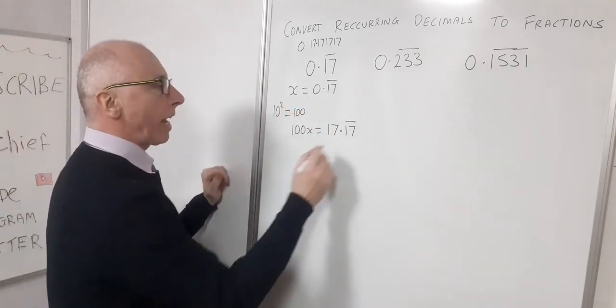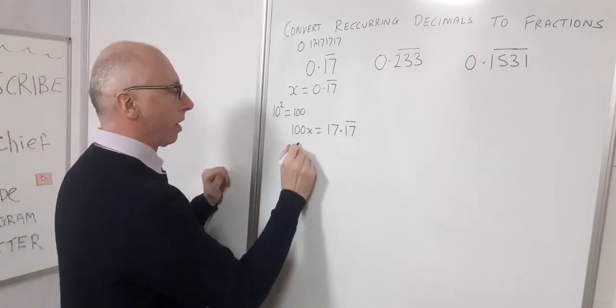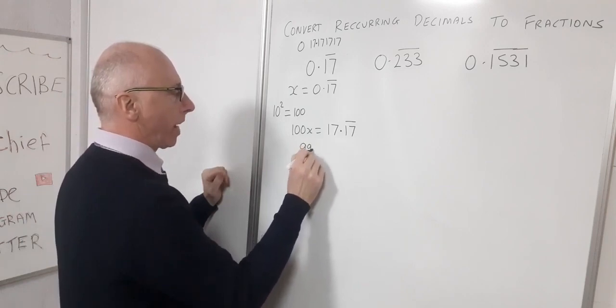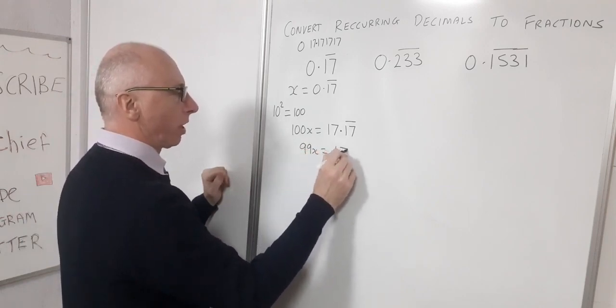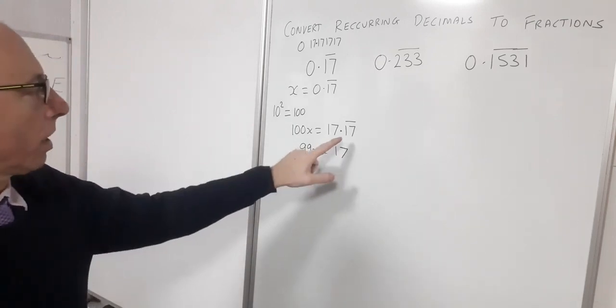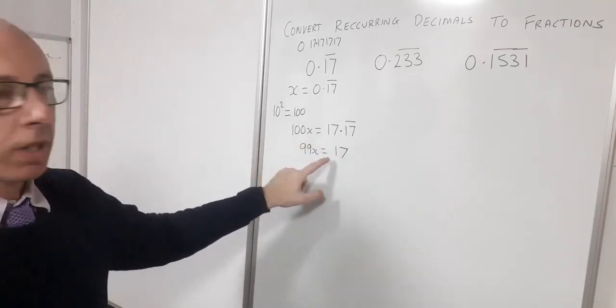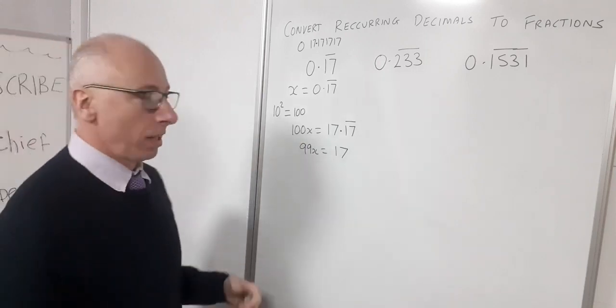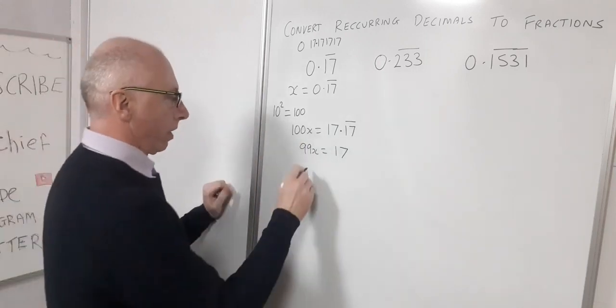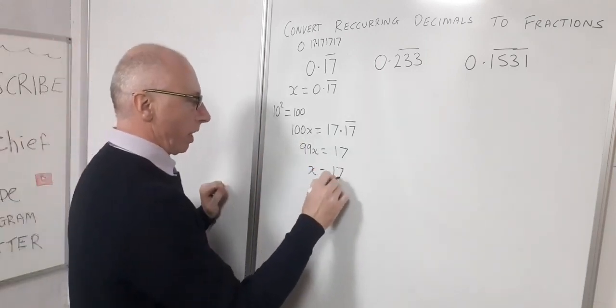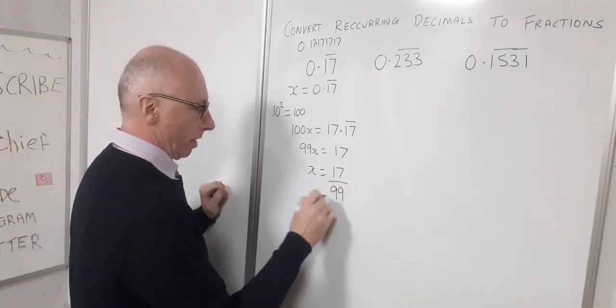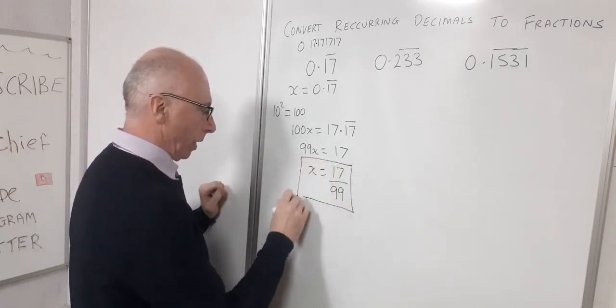So if we subtract x from both sides, we're left with 99x equals 17, because we subtract 1x from this side. So now we just simply solve for x. So x equals 17 over 99. And that would be our answer.